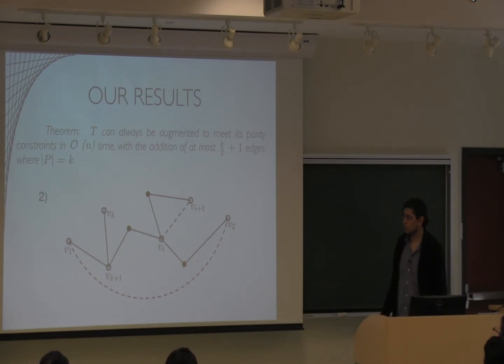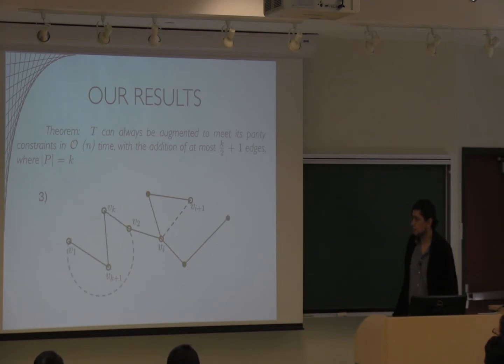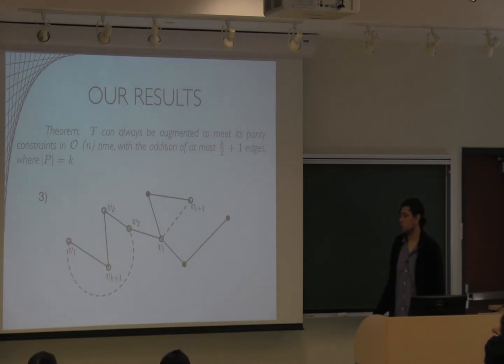In case 2, without loss of generality, if b1 is at distance 1 from b_{k-1}, and b2 is at a distance of at least 2, this proceeds in this manner. And the last case is that b1 and b2 are at distance 1 with respect to b_k and b_{k-1}, and we solve this problem by adding the edges in this manner.